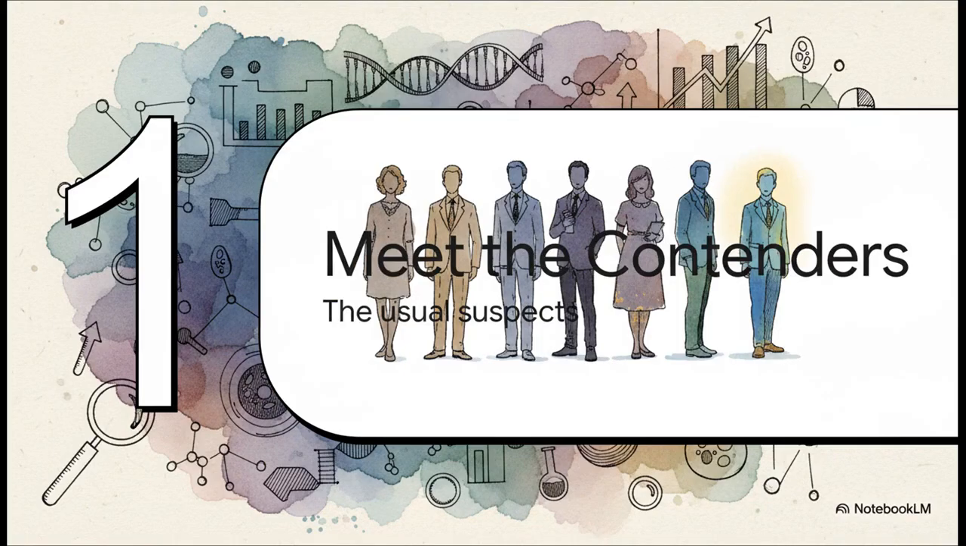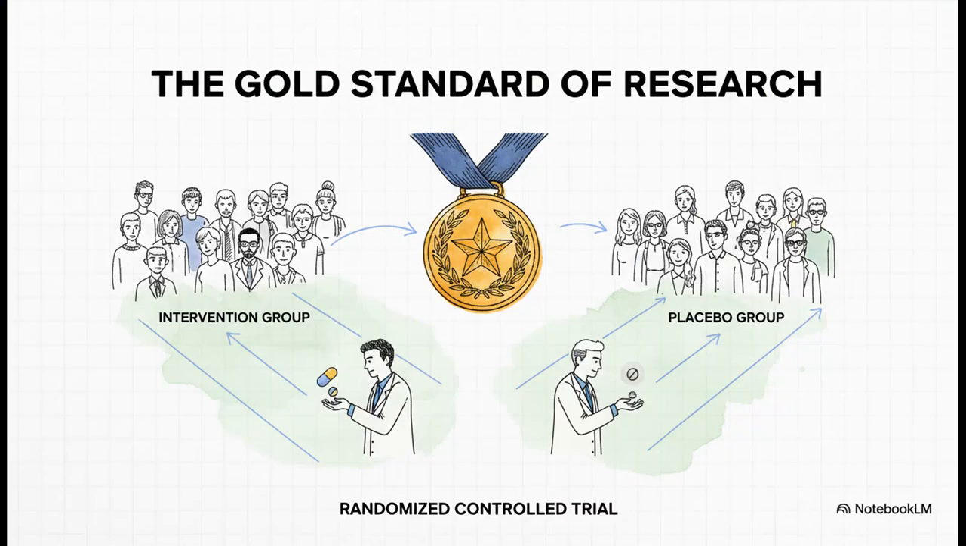Let's go. All right, to solve this thing, we need to line up the usual suspects. We're going to meet 5 of the most common study designs out there. One of them is our answer. First up, we have the randomized controlled trial. You'll often hear it called an RCT. Now, this one's known as the gold standard for a reason. It's awesome for figuring out if a new drug or treatment really works. The key thing here is that researchers actively do something. They give an intervention to one group to see what happens.